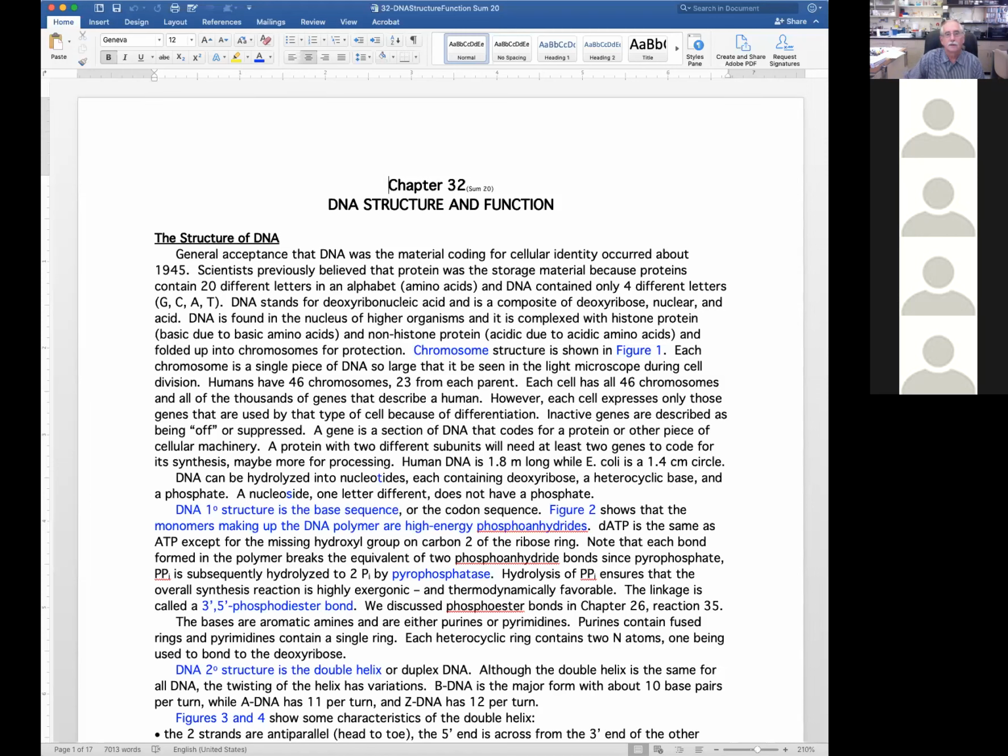Anyway, DNA stands for deoxyribonucleic acid. So it's deoxyribose. You know the structure of ribose. And it's an acid because of the phosphoric acid. We'll look at it in higher organisms first. So let me show you figure 1.